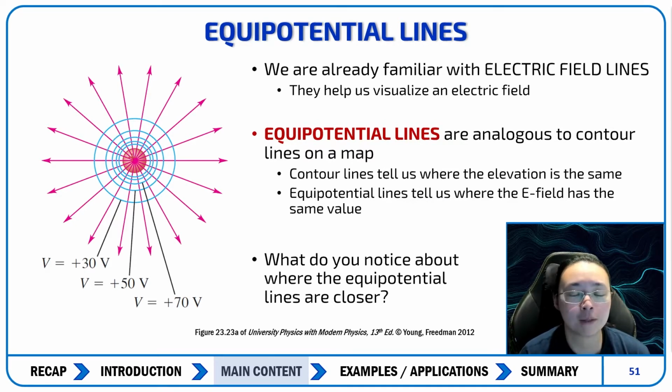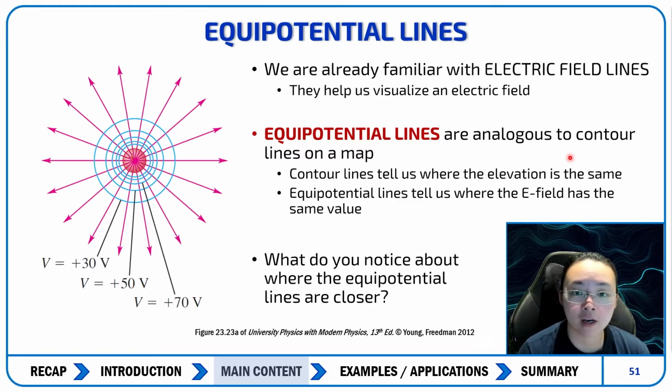These are very fun, I think, because they remind me of topological maps or contour maps for mountains. We're already familiar with electric field lines, and they help us to visualize an electric field. But equipotential lines, which are analogous to contour lines on a map, help define where the potential is exactly the same. On a geographical map, you would see contour lines, and all of the points on that line are at the same altitude or height.